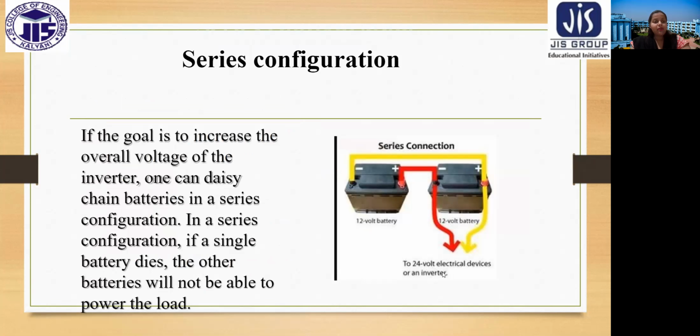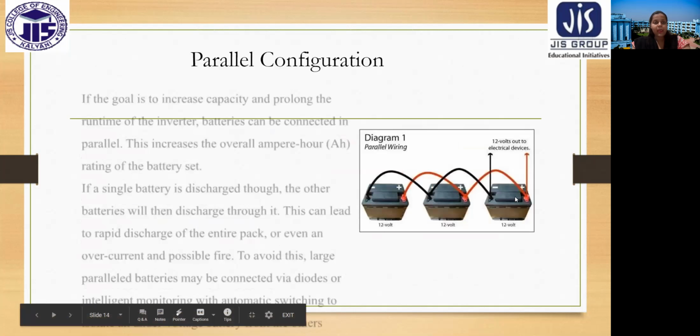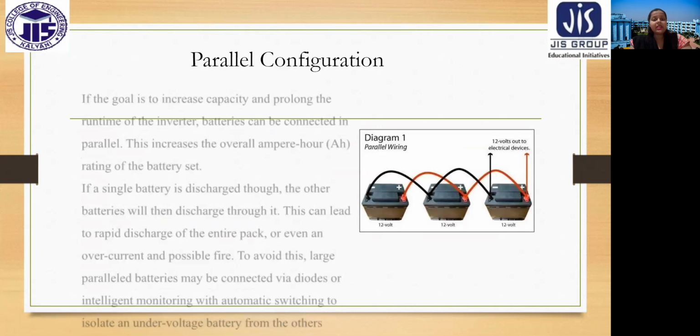If the goal is to increase the overall voltage of the inverter, one can daisy chain batteries in a series configuration. In a series configuration, if a single battery dies, the other batteries will not be able to power the load. In parallel configuration, if the goal is to increase the capacity and prolong the runtime of the inverter, batteries can be connected in parallel. This increases the overall ampere hour rating of the battery set.